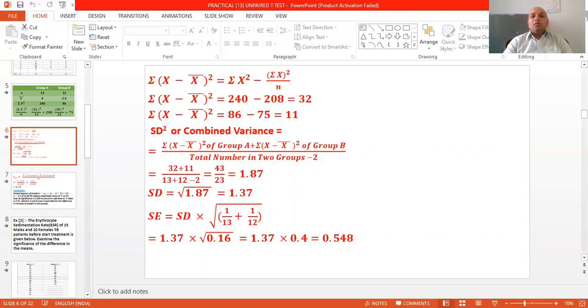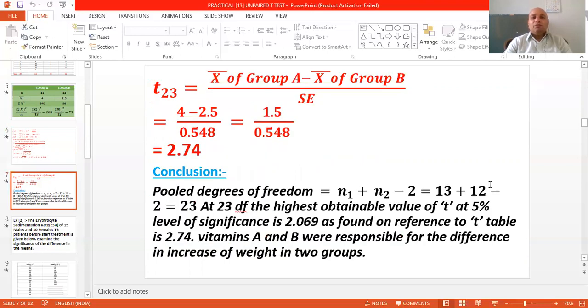Then, using the formula for standard error, standard error is equal to SD into under root 1 upon n1 plus 1 upon n2. Then standard error is equal to 0.548. Then calculating the t-value: group A minus group B upon standard error. Then t23 is equal to 2.74.